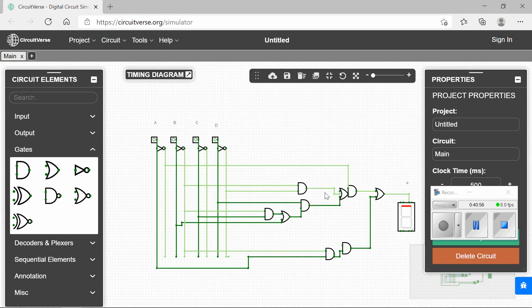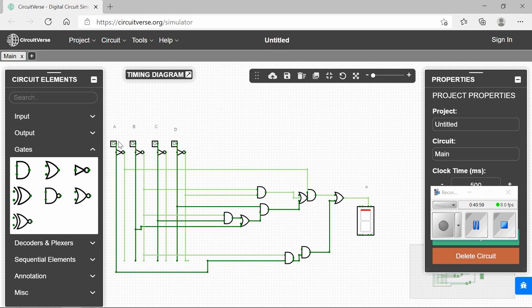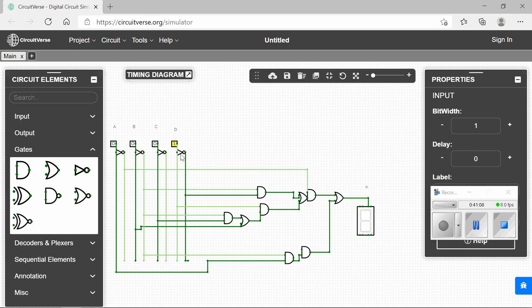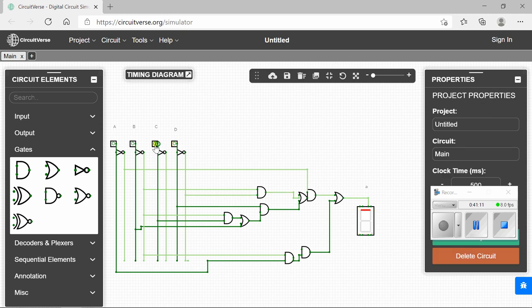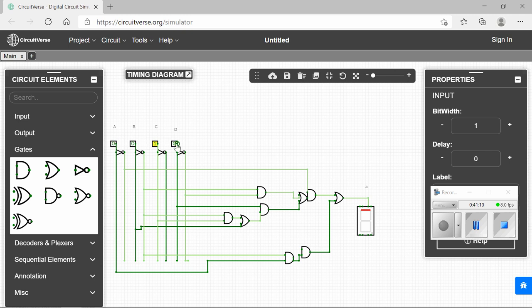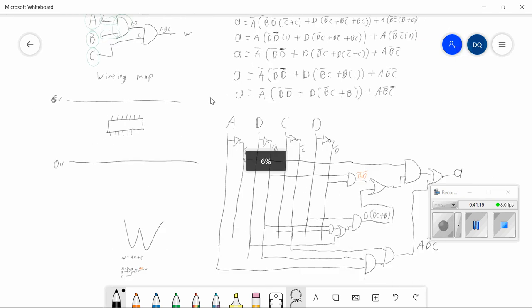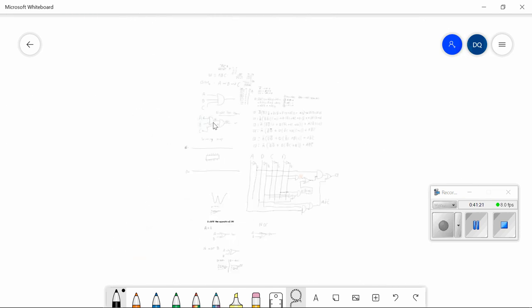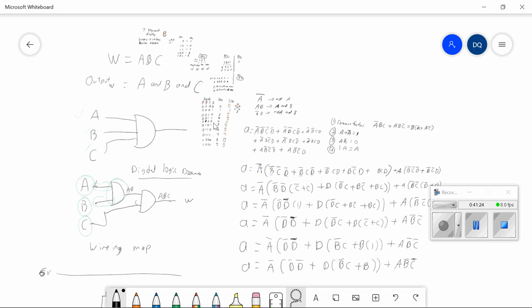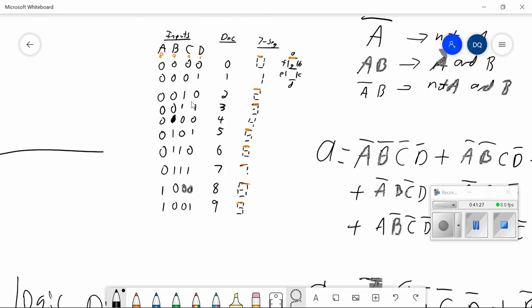Okay, so we should be done. Now we can test this. When they're all off, that's the number 0, and that top light is on. When we have a 1, it's off, as it should be off if there's a 1. If we have a 2, remember 0, 0, 1, 0 is a 2, that segment is on as it should be. If we have the number 2, so A is off, B is off, C is on, D is off, that segment should be on.